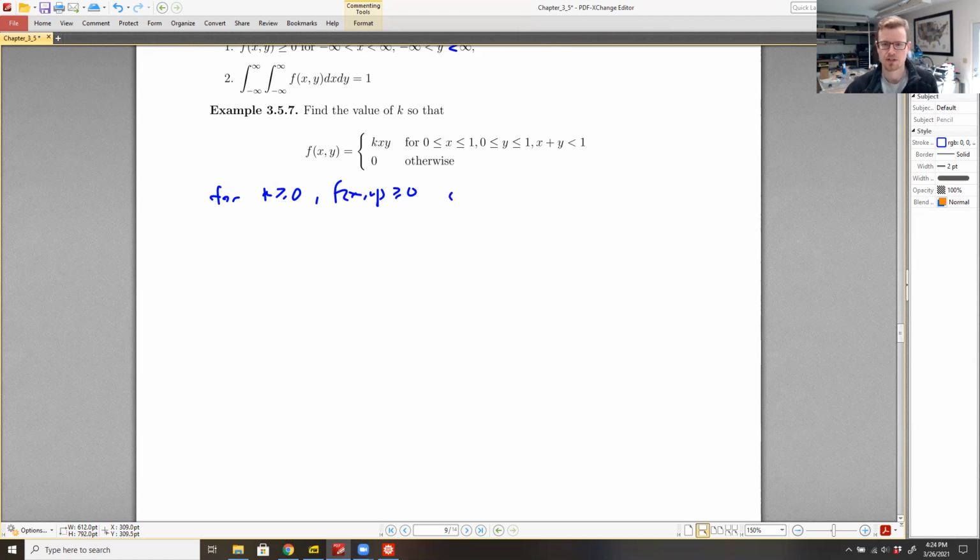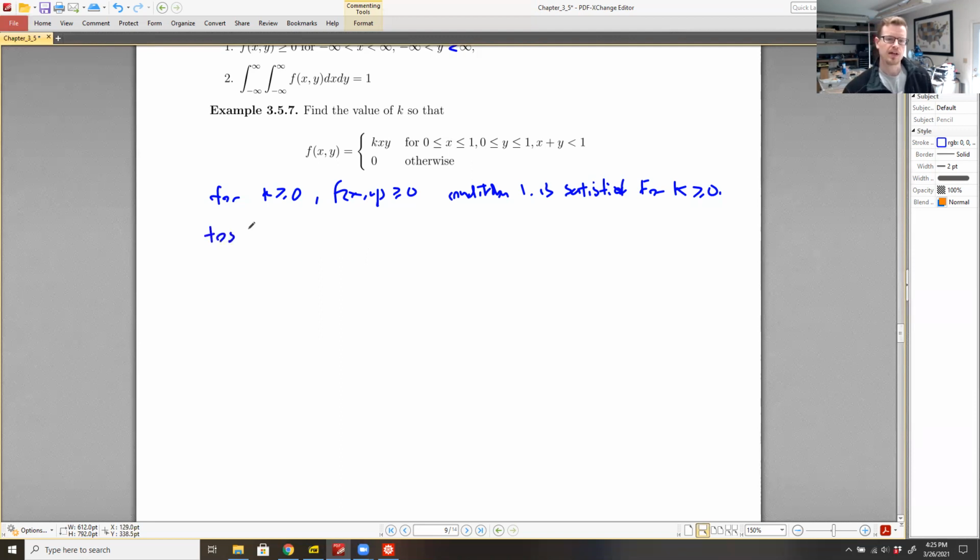So condition 1 is satisfied for k values greater than or equal to 0. So as long as we find a k value that does that, then we have a k value that's good to go, and this may serve as a joint probability density function.